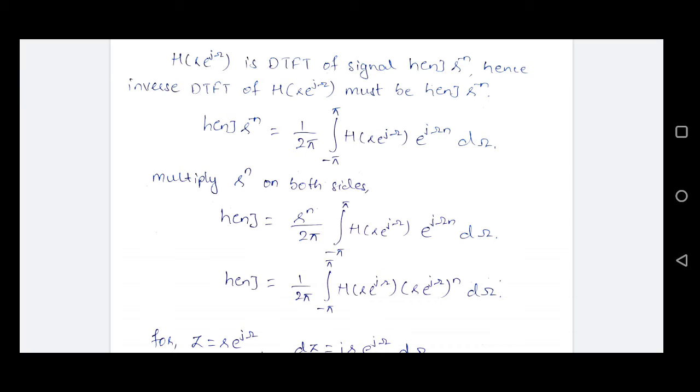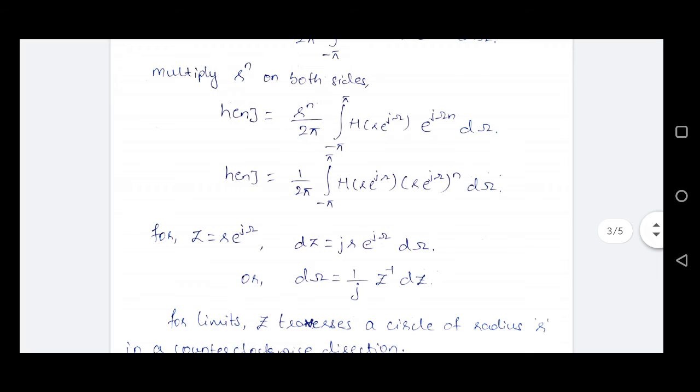So to simplify this, we'll be multiplying r to the power n on both sides. So the left hand side will be h of n. Multiplying r to the power n on the right hand side, the integral will become r to the power n divided by 2 pi, integration from minus pi to pi, H(r e to the power j omega) e to the power j omega n, integration with respect to omega. If you combine r to the power n with the exponential, we can rewrite the integral as 1 divided by 2 pi, integration from minus pi to pi, H(r e to the power j omega) (r e to the power j omega) to the power n, integration with respect to omega.